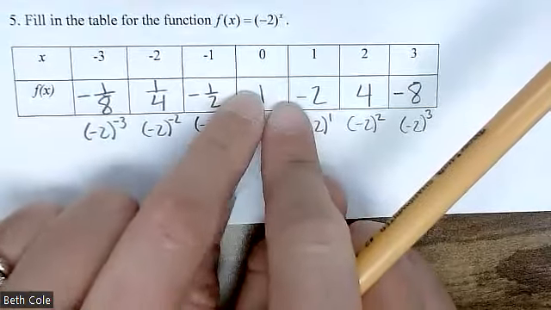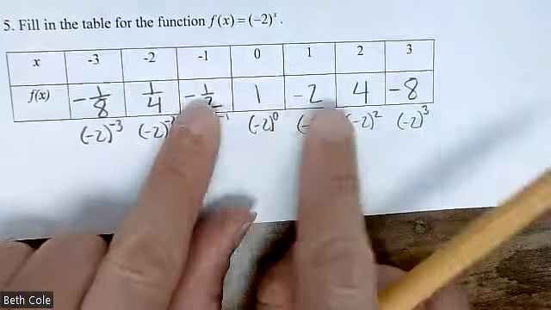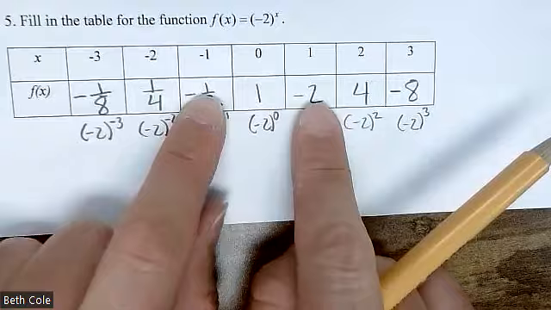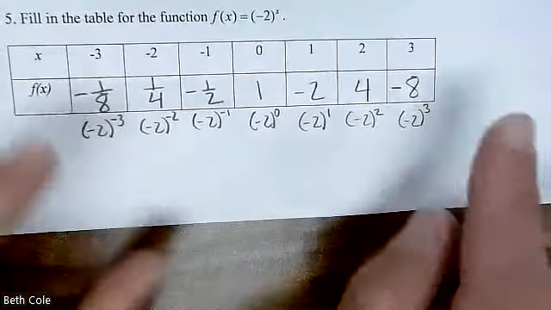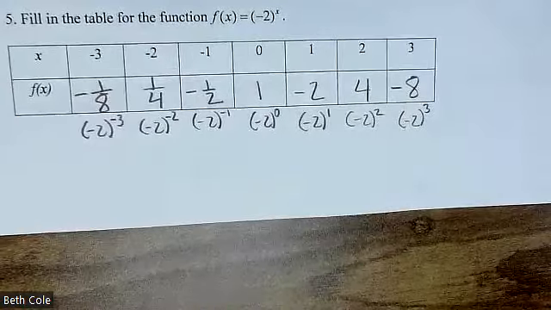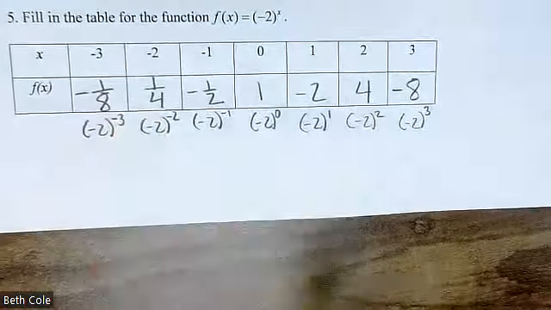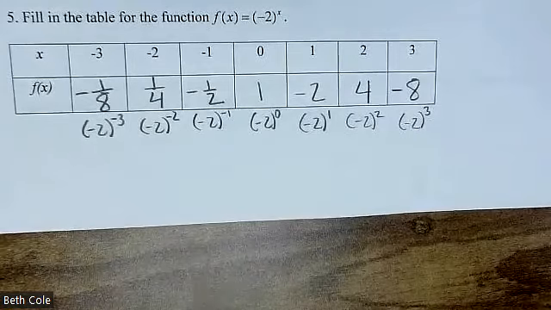Good. Okay, that was the first thing I wanted you to notice. There are 2 things here. Do you see how when you go out, this is -1/2 and this is -2, this is 1/4 and this is 4. That's what exponential functions do. And then what's the second thing you notice? It alternates negative, positive, negative, positive, negative, positive.